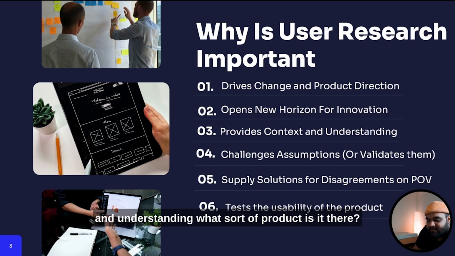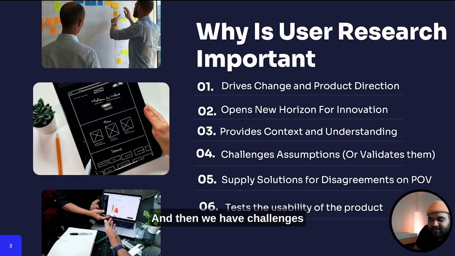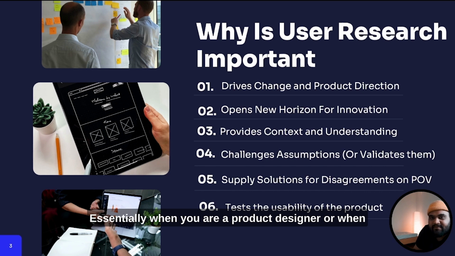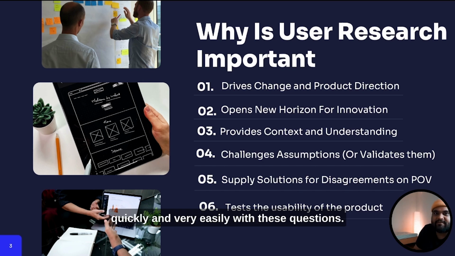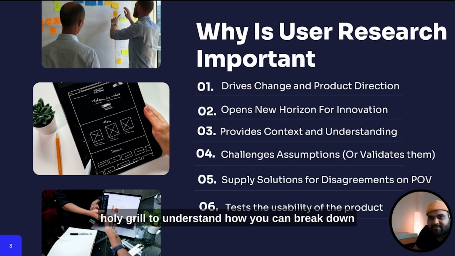It provides context and understanding. What sort of product is it? What context is the user going to use it in? Does the user understand the product or not? And then we have challenging and validating assumptions. Essentially, when you're a product designer or a UI UX designer, you always come up with certain assumptions that might not be true, and that can be evaluated very quickly and very easily with these question sets. So this video essentially is going to be a holy grail to understand how you can break down any sort of product and ask the right questions.